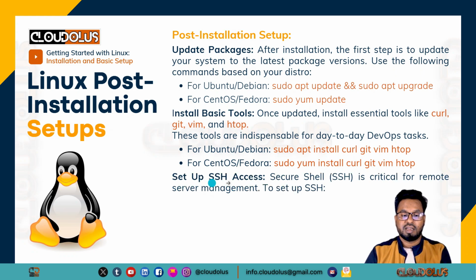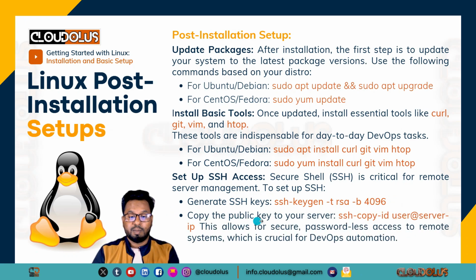Then you go to set up SSH access. Secure Shell, SSH, is critical for remote server management. To set up SSH, first of all generate an SSH key using ssh-keygen -t rsa -b 4096. This is the bit size. And then next, copy the public key to your server with ssh-copy-id user at the server IP. This allows secure passwordless access to remote systems, which is crucial for DevOps automation. So after the installation process, there are post installation setups.